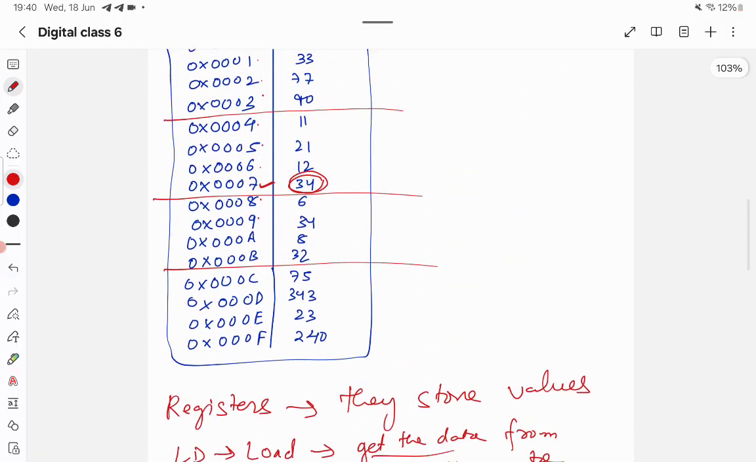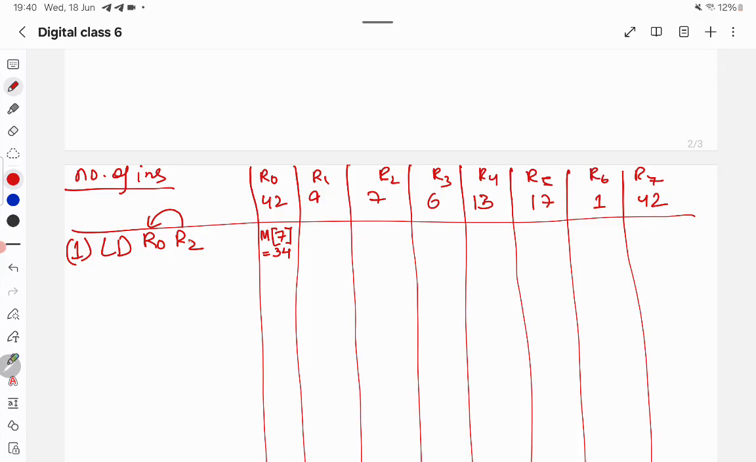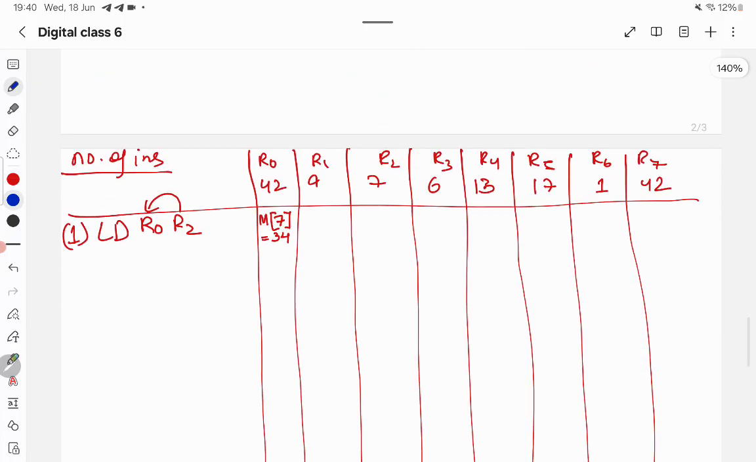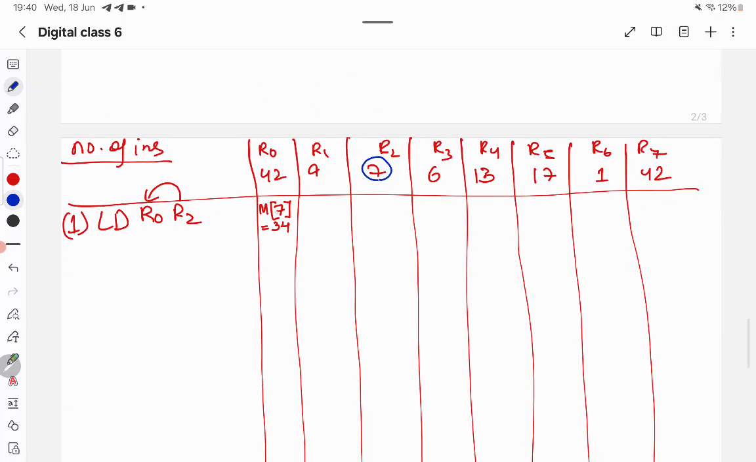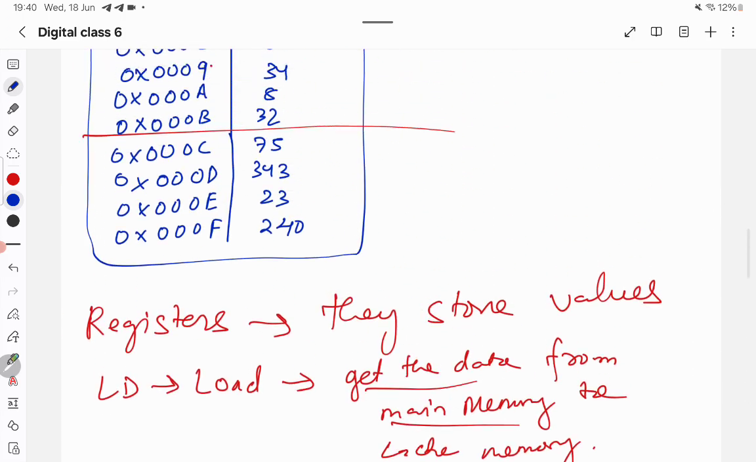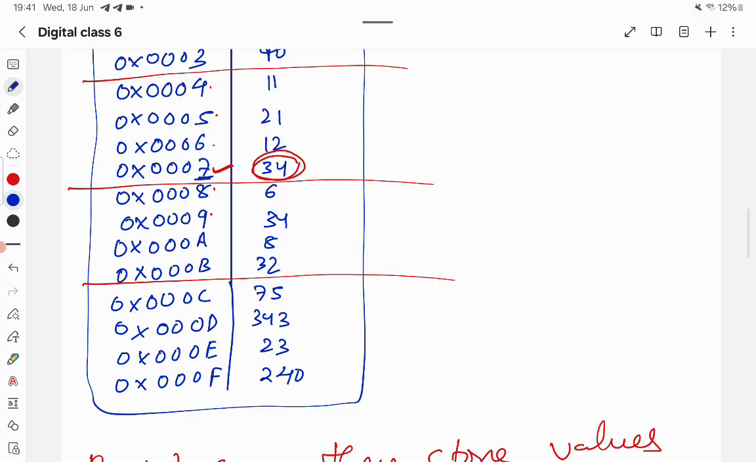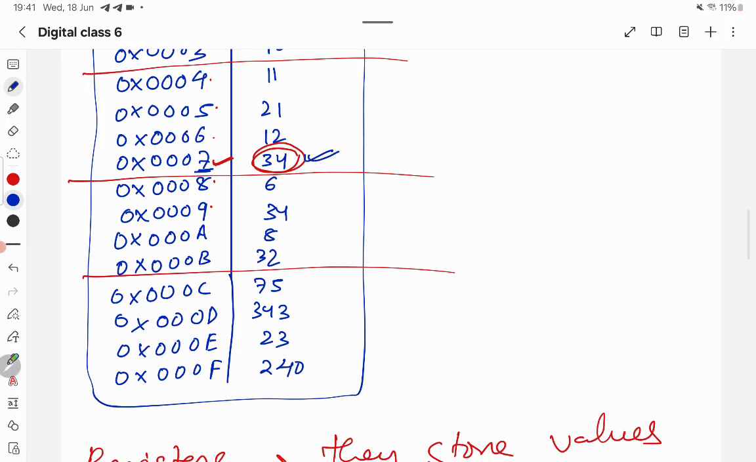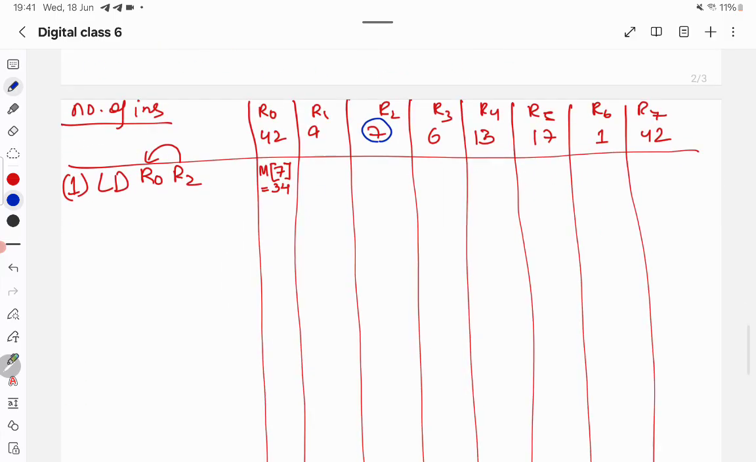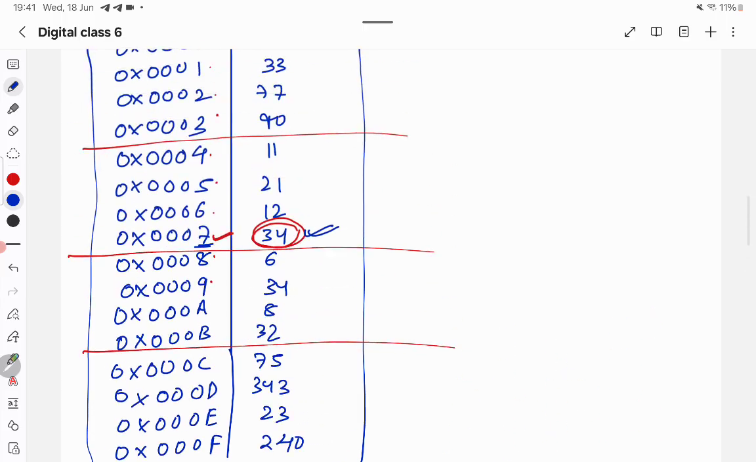Let me recap. Load R0 R2 means load the value of R2 in R0. You will go and check what the value of R2 is here. R2 is 7, so you will write M of 7 is 34. How did you know M of 7? You will go to the main RAM, that is the main memory, and search for 7. This is the 7 address line, and what is the value it has? 34, right? You will copy down the value and write 34 here. Understood? Okay, the work is not finished.